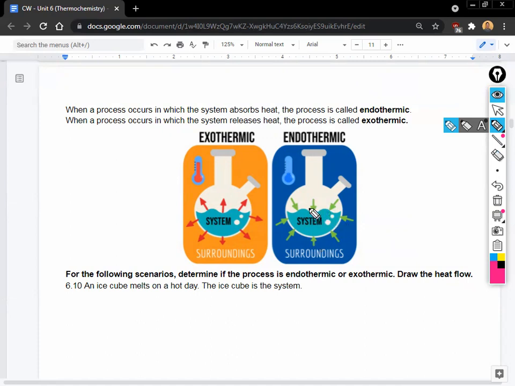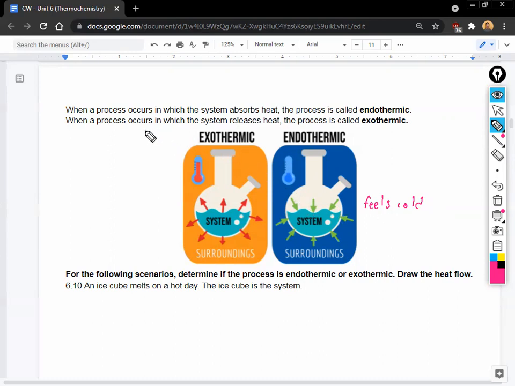So the system is gaining energy in an endothermic system, but the surroundings are losing energy, okay? So I want you guys to think about that. If you touch an endothermic system, is it going to feel hot to you or is it going to feel cold? Okay, it's going to feel cold, and the reason why is because it's pulling in energy from the surroundings, right? So if you touch what's going on in the reaction, it's going to take away energy from your finger or whatever is touching it. So endothermic systems feel cold because they're absorbing energy. They're taking energy away from you.